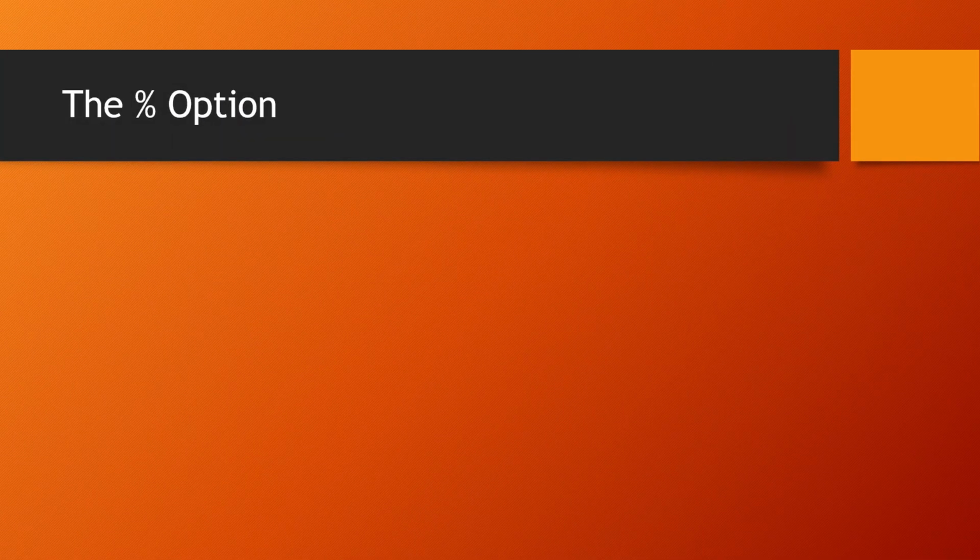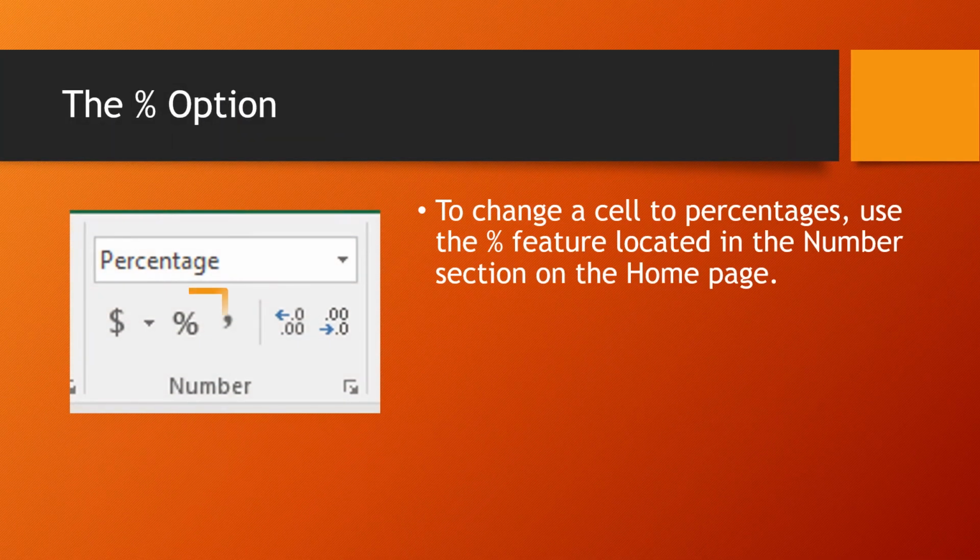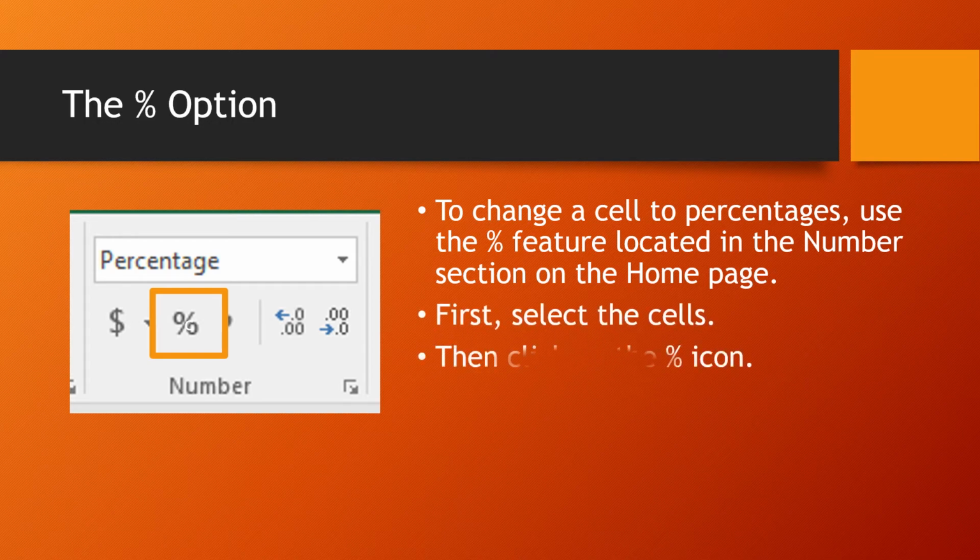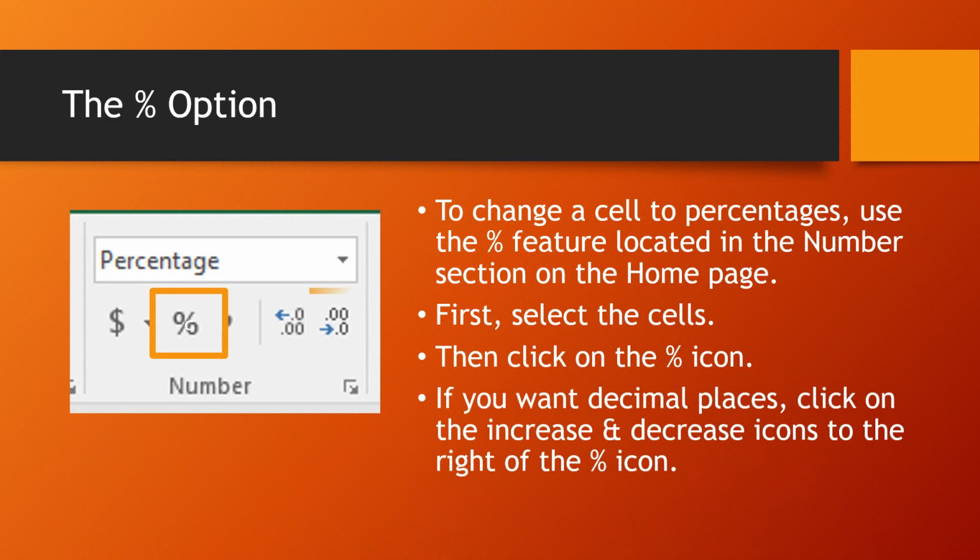The percentage option. To change a cell to percentages, use the percentage feature located in the Number section on the Home page. First, select the cells. Then click on the percentage icon. If you want decimal places, you can use the increase and decrease icons to the right of the percentage icon.